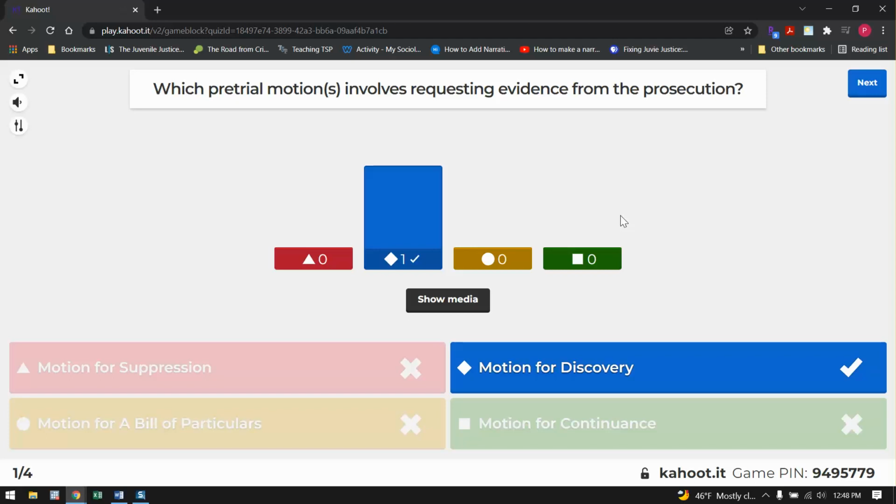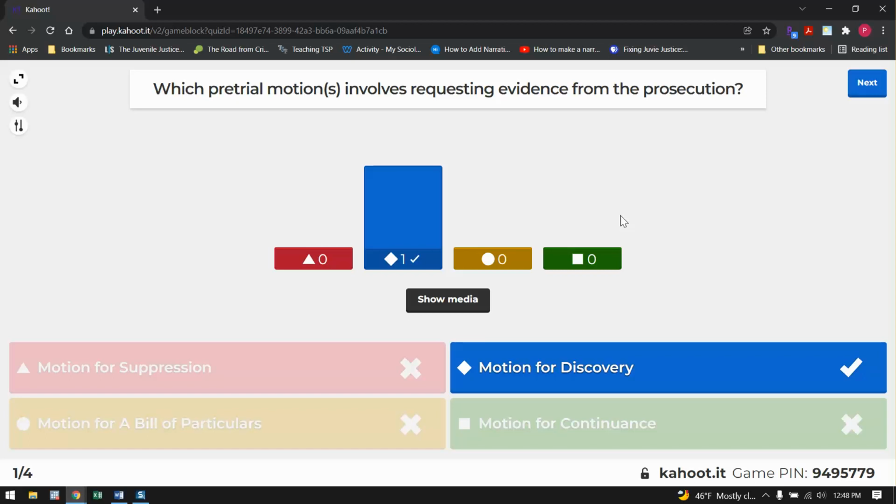Motion for suppression is asking to exclude certain evidence. Motion for a bill of particulars is asking for the prosecution to outline specifically what behaviors they think the defendant did that were illegal. And then motion for continuance is to delay the start of trial.